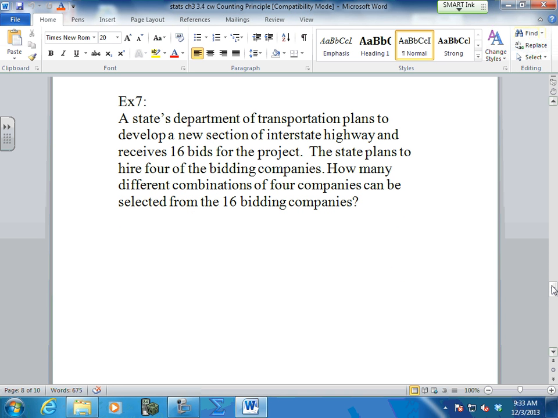So here we have a State Department of Transportation's plan to develop a new section of highway, and they received 16 bids for the project. The state plans to hire 4 of them. How many different combinations? Now, be careful because even though they use the word different, they use the word combinations. They can sometimes say different arrangements for a permutation, different combinations, different committees, different teams for a combination one. How many different combinations of 4 companies can be selected from these 16 bidding companies?